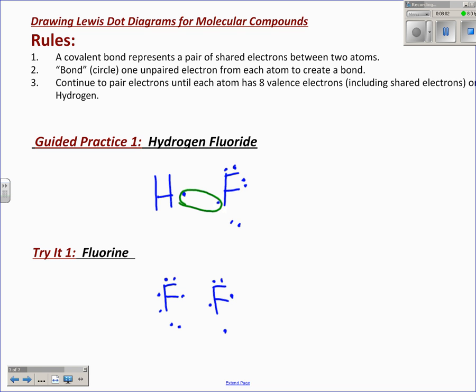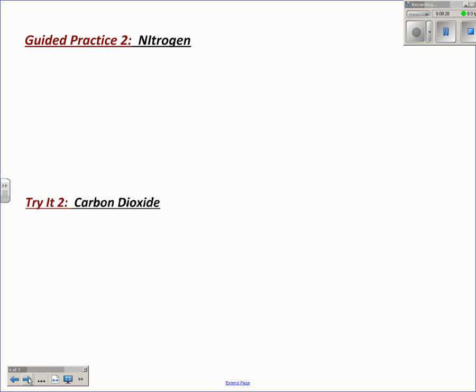So we look to see how many unpaired valence electrons there are and circle the one from each atom. And then we count 2, 4, 6, 8, including the shared pair around this fluorine, and 2, 4, 6, 8, including the shared pair around the other fluorine. Both now obey the octet rule.